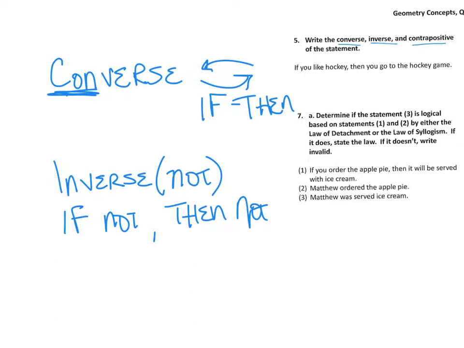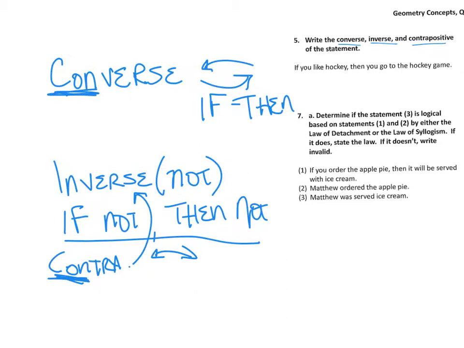All right? And finally, the contrapositive, again, we are flipping this inverse. So you're going to flip the inverse. So just take what you wrote here and flip it around. Okay? So that is what you're doing in number 5. You should have 3 sentences, the converse, the inverse, and the contrapositive. If you still need some help, let me know.